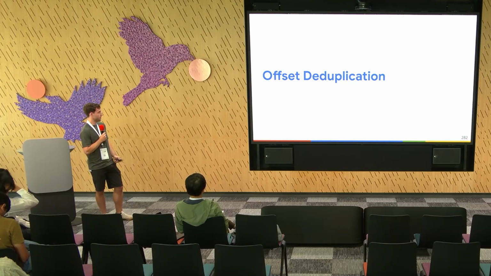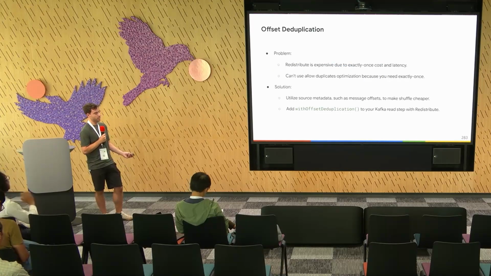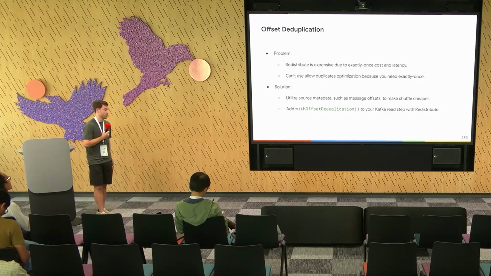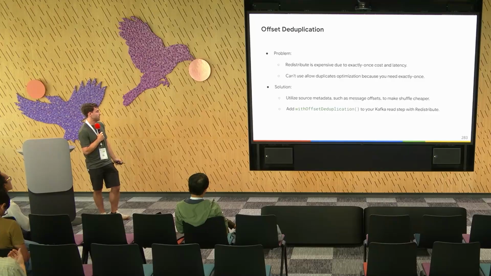And offset deduplication is another optimization we're making where we want to keep the shuffle part of your redistribute cheap, but allow you to use this in exactly once mode. So this is not quite ready yet, but coming soon to Beam, where you can add parallelism to your Kafka source without switching to at least once mode for that cost optimization.